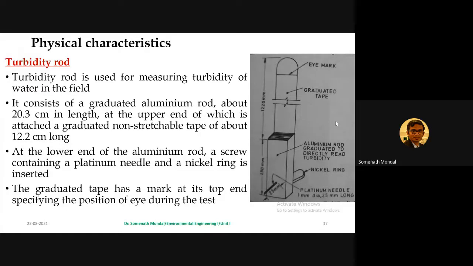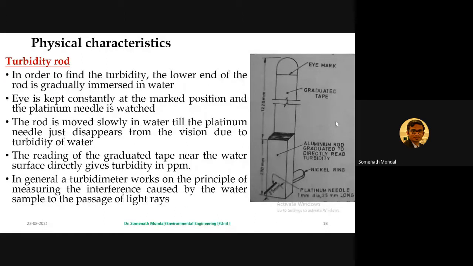Fine. So this is the way we can measure, and the lengths are also mentioned over here. You can see in the figure, and the same has been mentioned over here. So this is the overall process or principle by which we can get the turbidity of water with the help of the turbidity rod or turbidity tape.